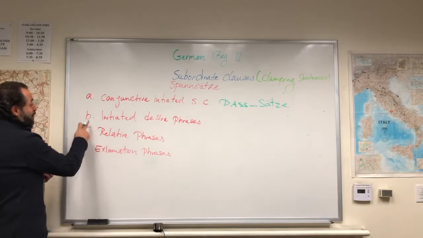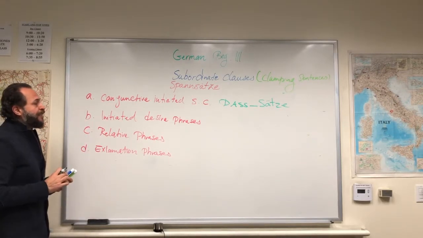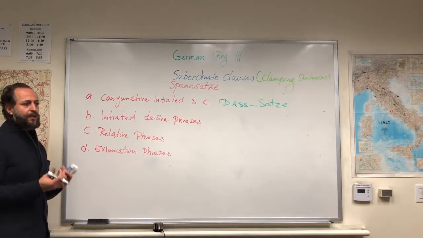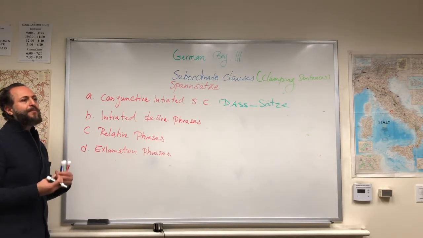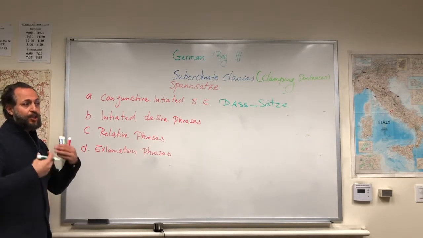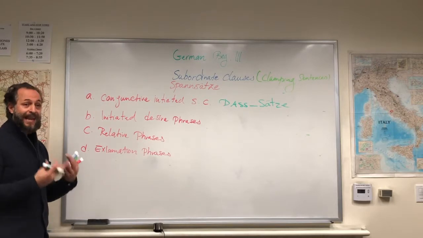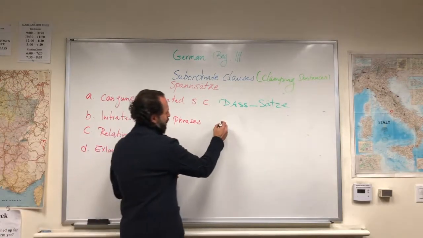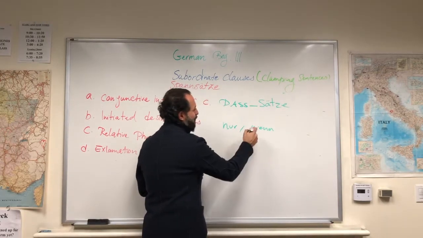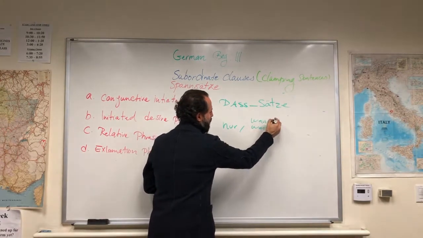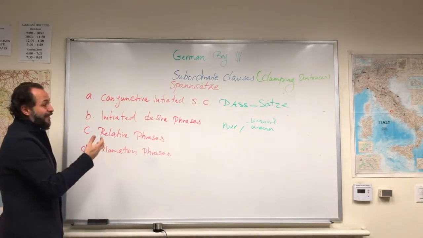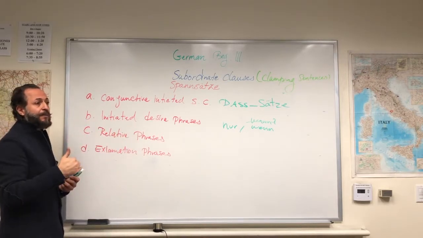So this second situation are initiated desire phrases. When I'm talking about a wish, a desire, something that I would like that will be materialized or actualized, and it would start often with nur or wenn, these two words, nur or wenn, and please don't mix it up with wann, which is a question. I don't mean that one. So phrases that start with these would have also the verb at the end.